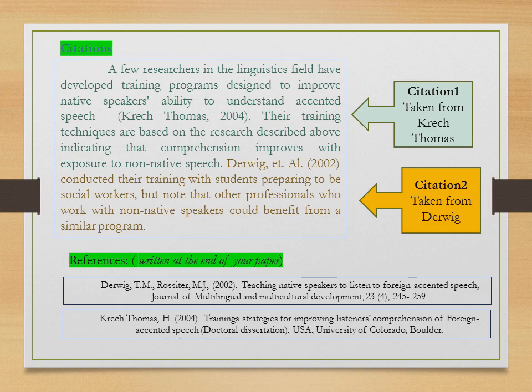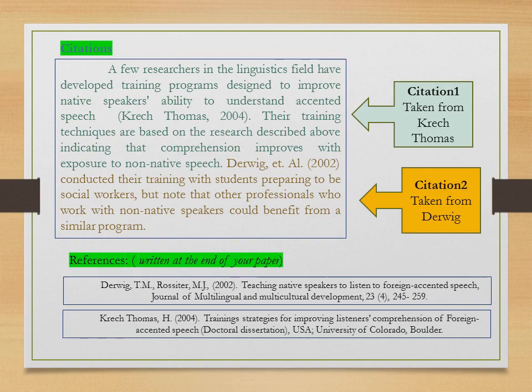So let's look at the examples or the citations further. The first citation taken from Crutcher Thomas is highlighted in green. And the second citation was taken from Derwing, highlighted in brown. So here, whenever you have your in-text citation, you need to write it at the end of your paper, which is called the reference. But then, this is how it is written. The format is not the same with the in-text citations.